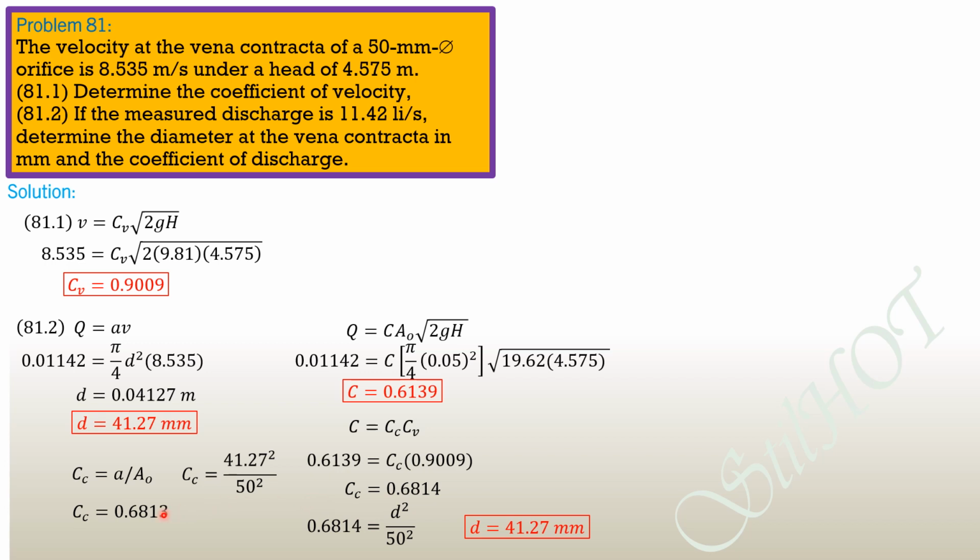So having found C sub C, C is equal to C sub C times C sub V. So C is equal to 0.6813 times 0.9009. So C is equal to 0.6138. So there is a very, very small difference, but that is acceptable.